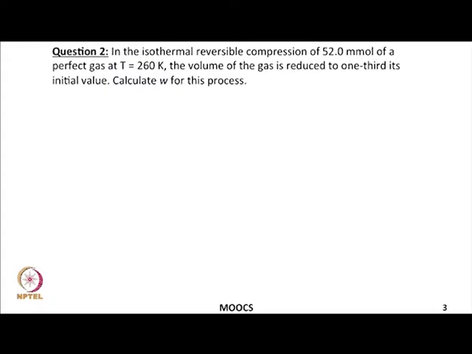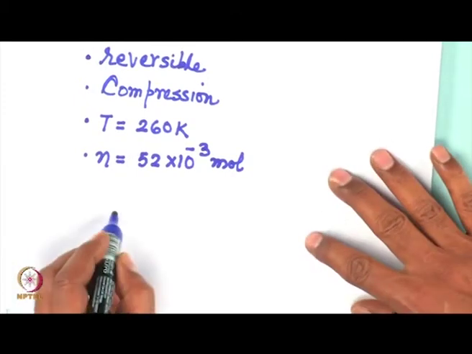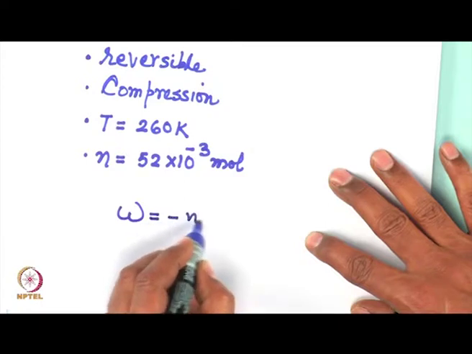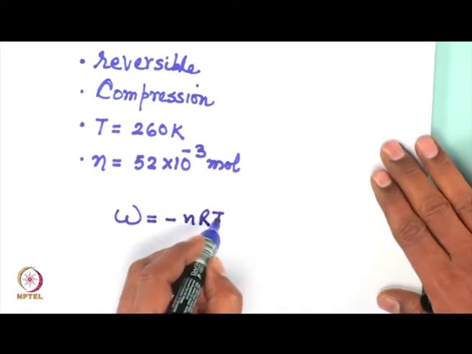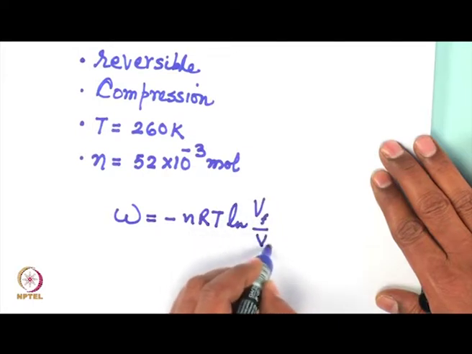It is a reversible compression, and when it comes to the compression or expansion of a gas, then immediately, isothermal reversible pressure volume change of a perfect gas, we can straight away think of this formula: W is equal to minus nRT log V final over V initial.